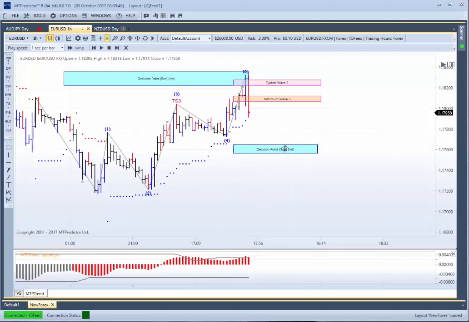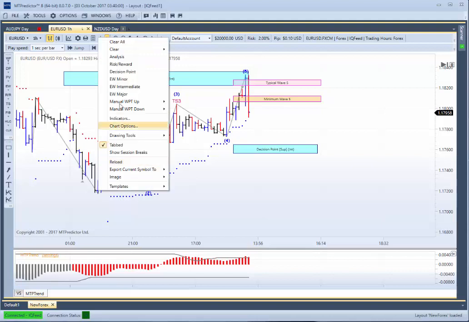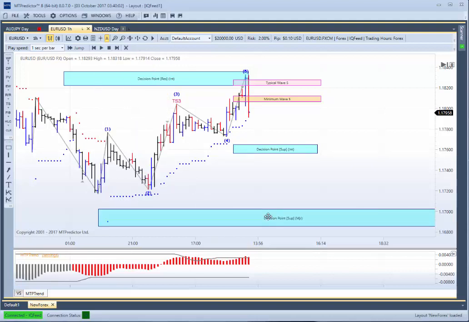If this area fails, in this case if the market goes through this area, then the entire prior 5-wave sequence is likely to be retraced. In other words, we go back right to the start of the sequence, which is here where I'm circling, right mouse click, place DP on, and this again is the next area of support.